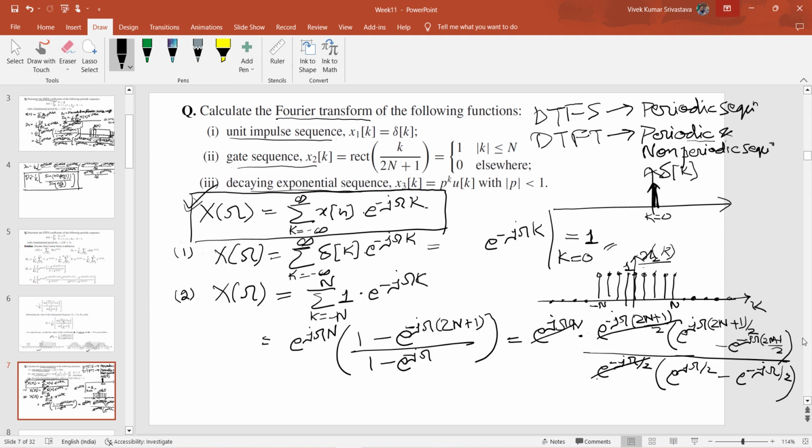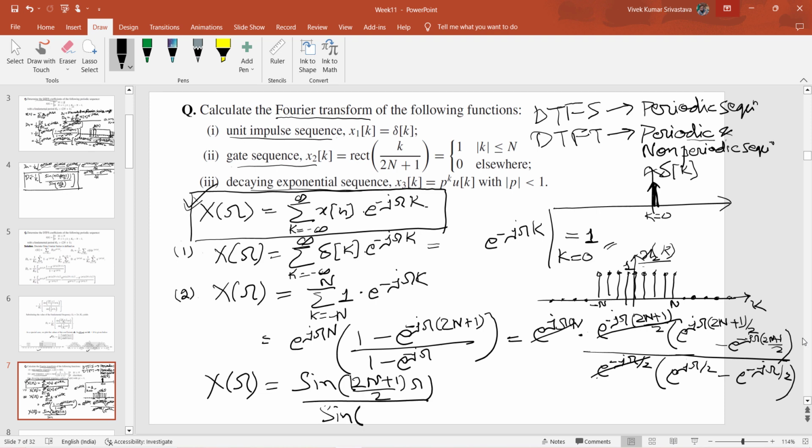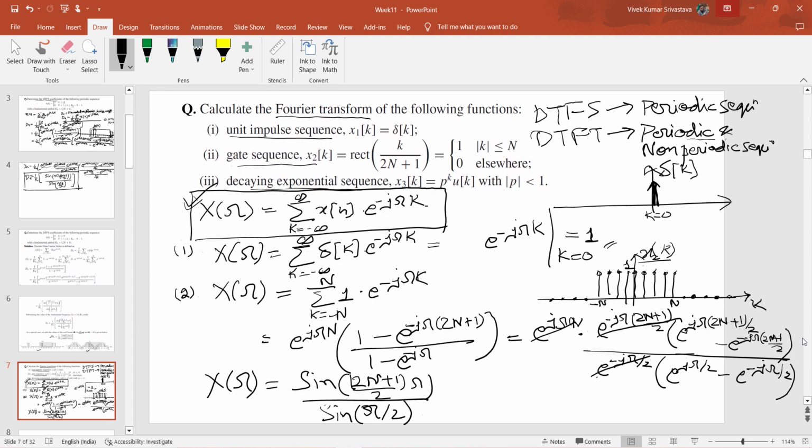So we will get the Fourier transform like sine of 2n plus 1 by 2 rho divided by sine of rho by 2. So this is basically the discrete time Fourier transform corresponding to the gate sequence that is given in part 2 of this question.